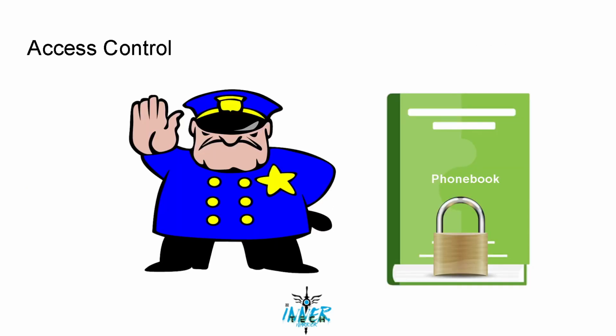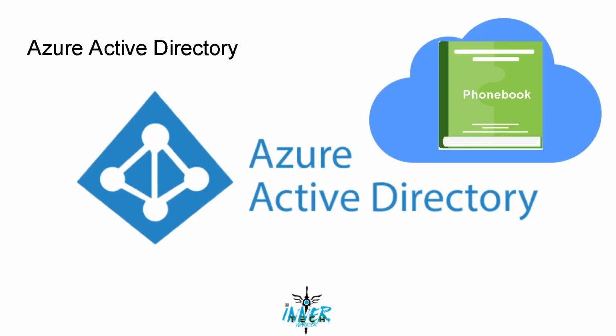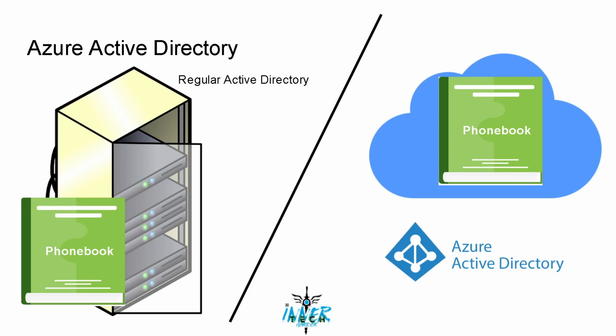Access control is like the security guard for the phone book. It makes sure that only authorized people can see or change the information in the phone book. Azure Active Directory is like a special version of Active Directory that works in the cloud. It lets administrators control access to cloud applications and resources, just like they can with a regular Active Directory. Since Azure Active Directory is in the cloud, instead of having to set up and manage your own servers to run Active Directory, you can just use Azure Active Directory to manage your organization's identities and access from the cloud.